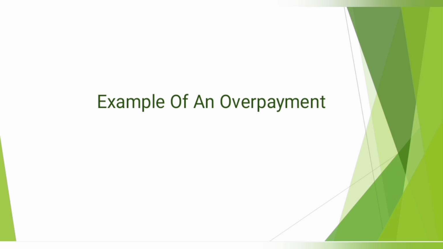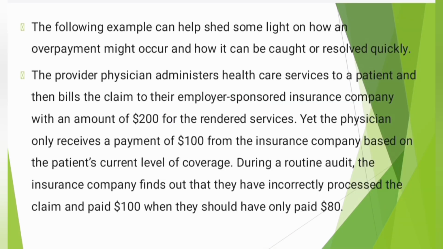Example of an overpayment. The following example can help shed some light on how an overpayment might occur and how it can be caught or resolved quickly. The provider physician administers healthcare services to a patient and then bills the claim to their employer-sponsored insurance company with an amount of $200 for the rendered services. Yet the physician only receives a payment of $100 from the insurance company based on the patient's current level of coverage. During a routine audit, the insurance company finds out that they have incorrectly processed the claim and paid $100 when they should have only paid $80.